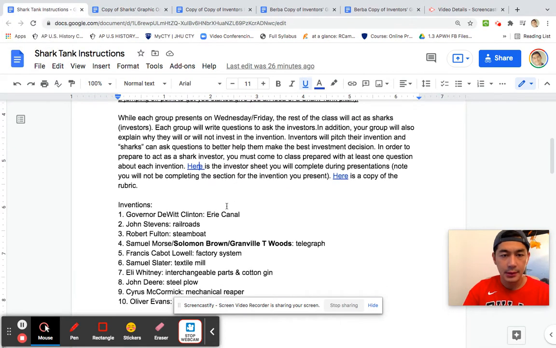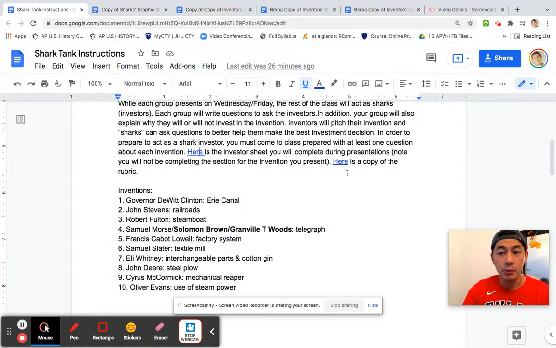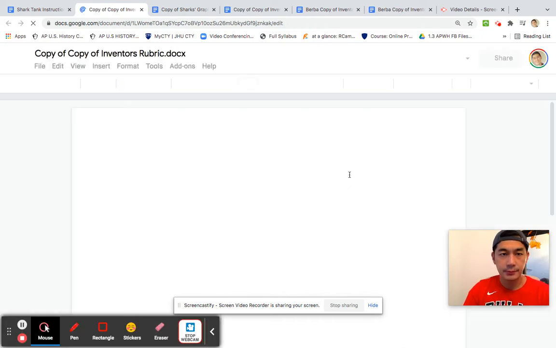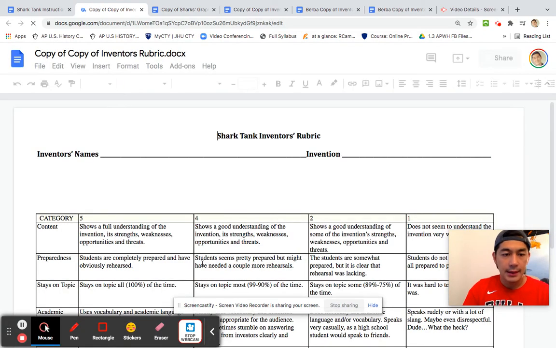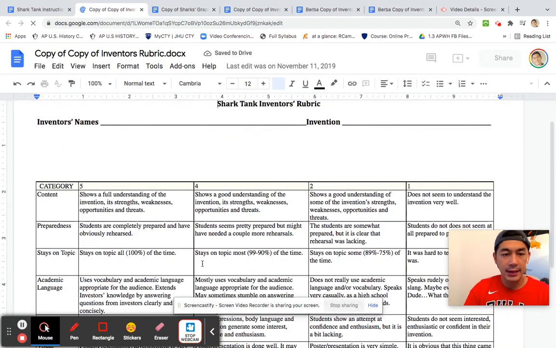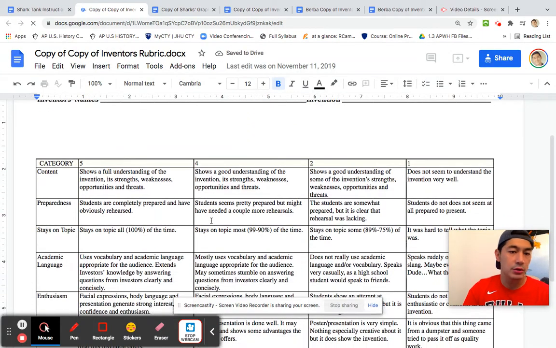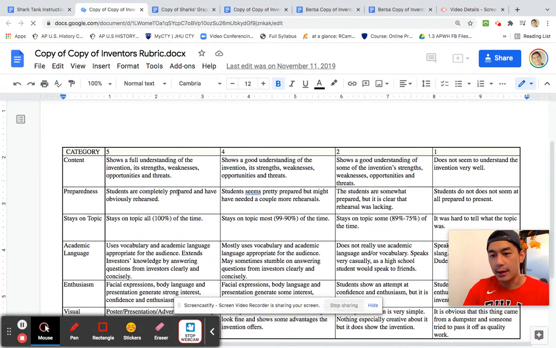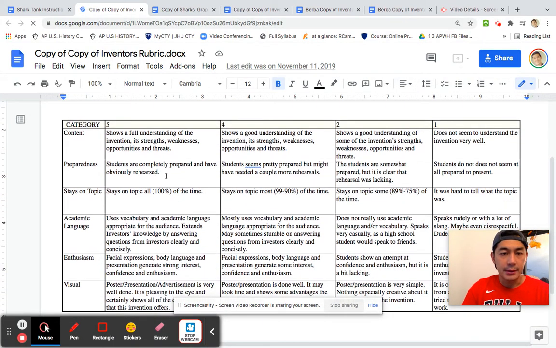All right. So here's a rubric. This is how you are going to be graded. Content: if you show a full understanding of the invention, its strengths and weaknesses, you will get a 5 out of 5. So, basically, you're meeting everything on that outline sheet that I gave. Preparedness: it's evident that you all rehearsed. That's why I'm going to give you about 20 minutes or so, maybe half the class time, in your next class.